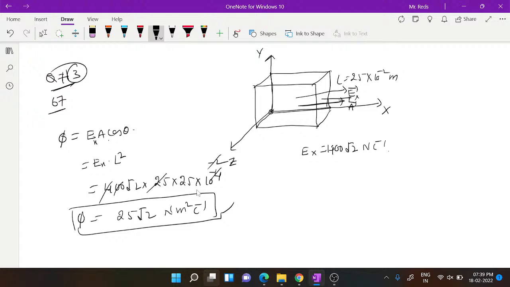So the volume of the cube is a cubed, not area. The total surface area is 6 a square, where a square is for one surface. We are asked to find the flux through one surface. Flux outward through one end means only this end, and this end consists of only one face. So the area is only that face, length into breadth.